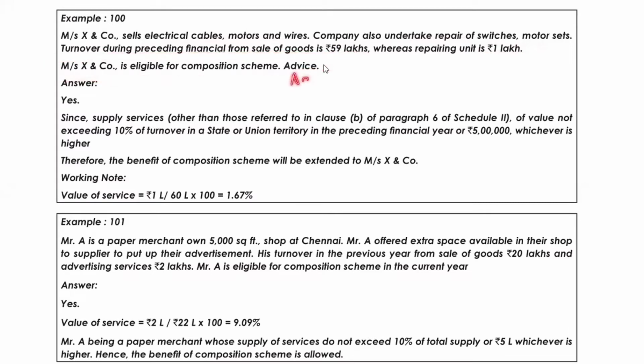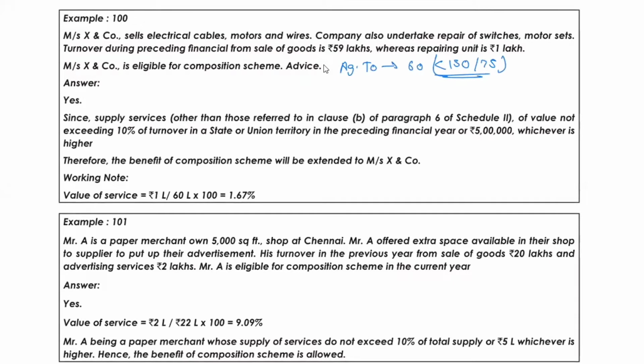So aggregate turnover is 60 lakh, which is less than 1.5 crore or 75 lakh, whatever the case is. Because he is dealing in goods also, as cables and motors are all goods, we cannot assume section 10(2A), the services of 50 lakh. Am I correct or not? We cannot assume it.